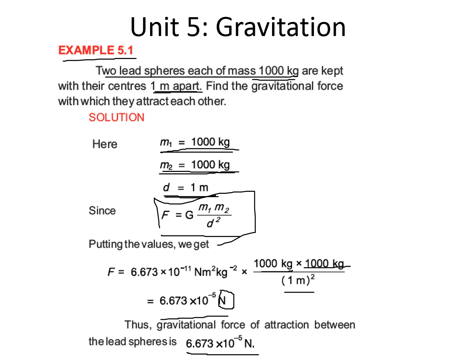And then the law of gravitation is given by F is equal to G m1 m2 by d square. So we have to put the values in the given formula, and the value for G is always known, so you have to memorize this value, which is 6.673 into 10 raised to power minus 11 Newton meter square per kg square, and the masses m1 and m2 are 1000 kg. So 1000 kg multiplied by 1000 kg divided by d, which is 1 meter, whole square. When we simplify these values, we get 6.673 into 10 raised to power minus 5 Newton. So this is the force which we had to find out, and the unit for force is always Newton. So this is the gravitational force of attraction between the lead spheres which we have calculated.